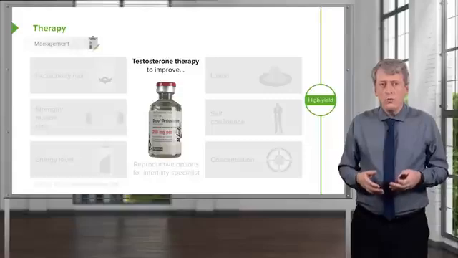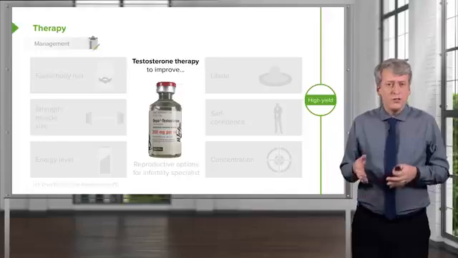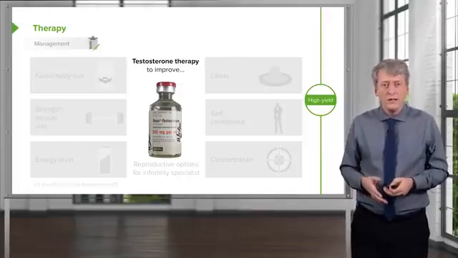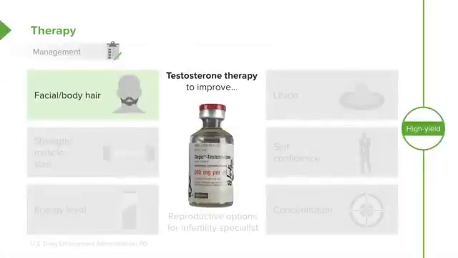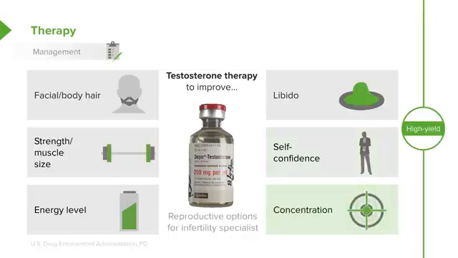So how do we improve these patients' lives? The first thing that's very important is they should receive testosterone therapy. This will help a number of things, especially their facial and body hair issues. It will improve their strength and muscle size. It will improve their energy level. It will help them with libido issues. It will help them with confidence, and it will help them with concentration. So we often will refer these patients to reproductive specialists or infertility specialists as well to help them with various reproductive options if they should decide to have a child.